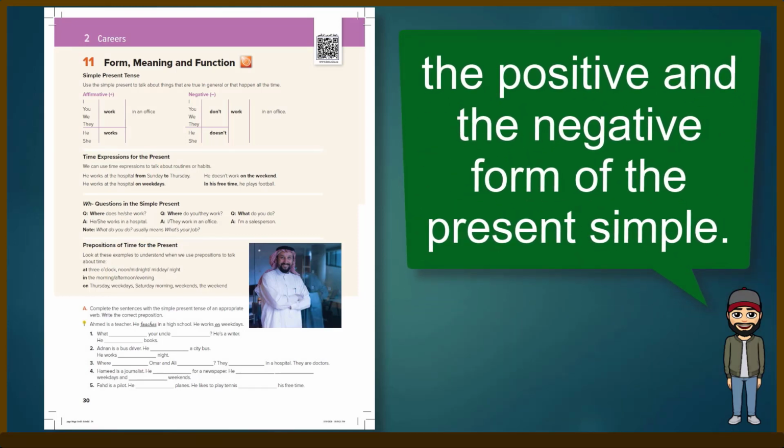The positive and the negative form of the present simple.